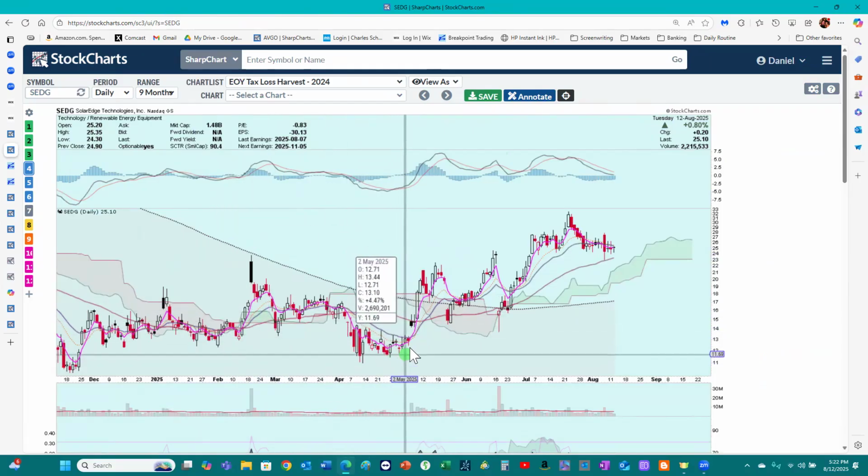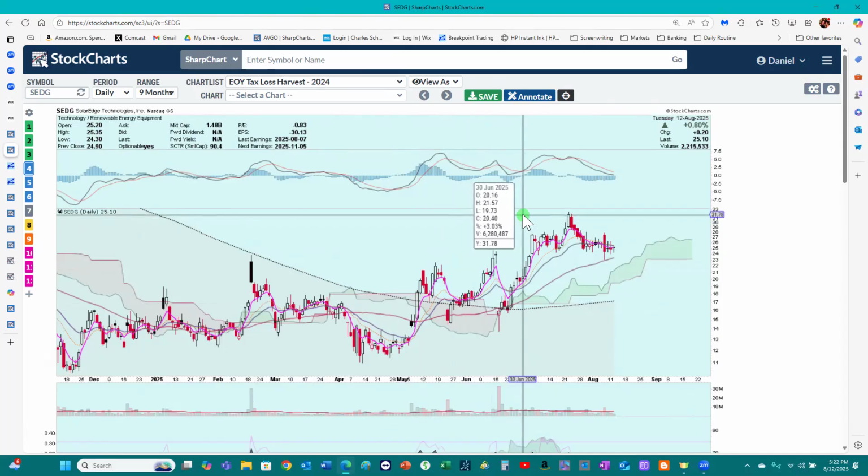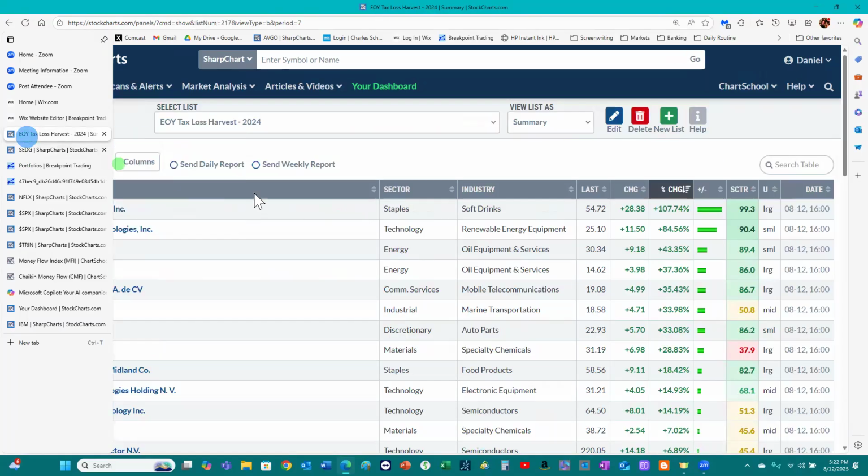Or you could have just waited again till things started to move higher. And right here, a big white candle above the 200-day moving average, closed at 18.29, and it went all the way up here to 31. So that is what tax loss harvesting is all about.